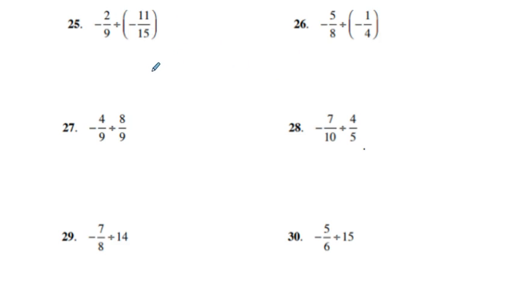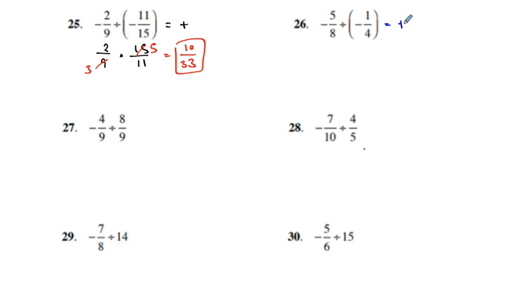Negative 2/9 divided by negative 11/15. All right, keep change flip. Negative divided by negative, positive. 2/9 times 15/11. What simplifies? 9 and 15. This goes in there 3 times. That goes in there 5 times. Anything else? Nope. 2 times 5 is 10. 3 times 11 is 33. So 10/33 is your final answer.